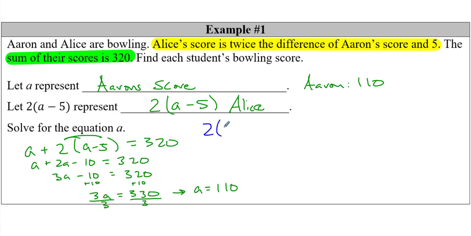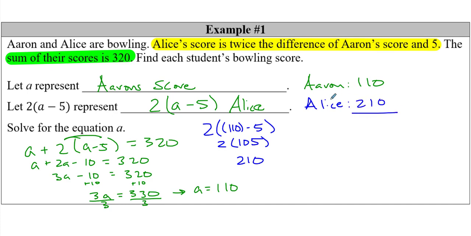So we just simply plug in that 110. Remember, we always substitute using parentheses. And we're going to get 110 minus 5, which is 105, multiplied by this 2 will give us 210. So we have Alice's score as 210.